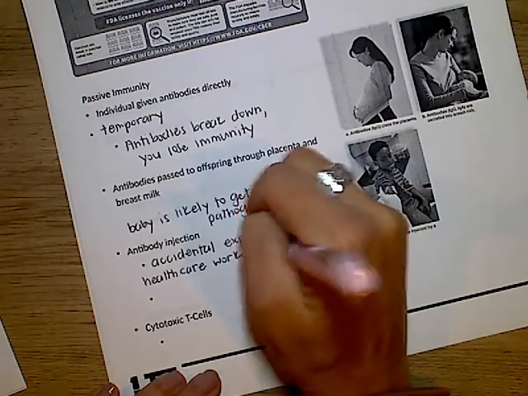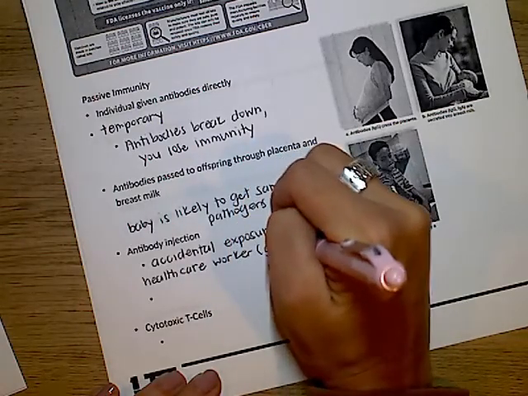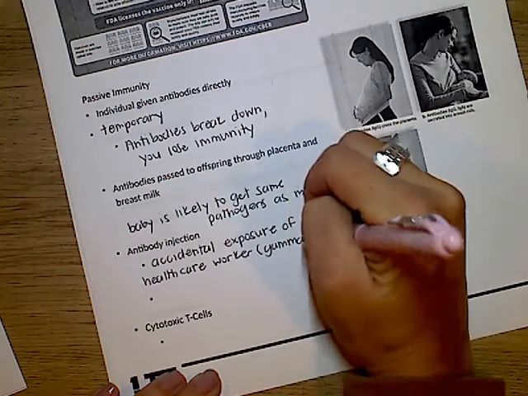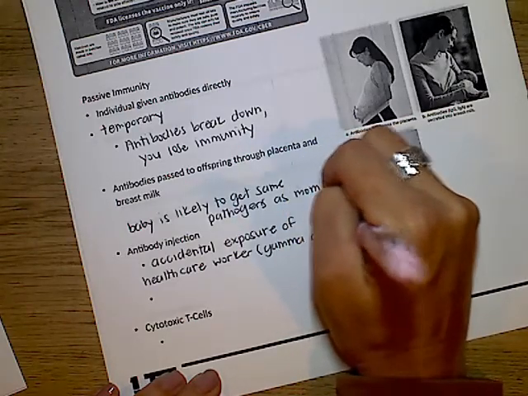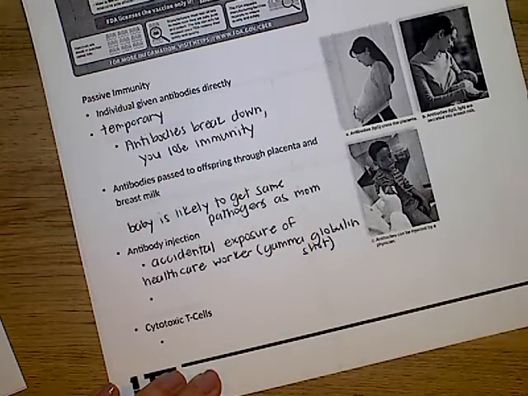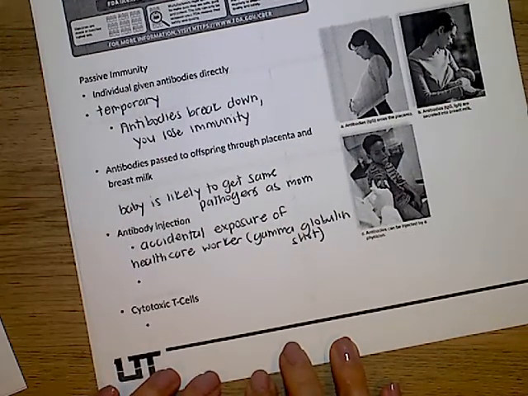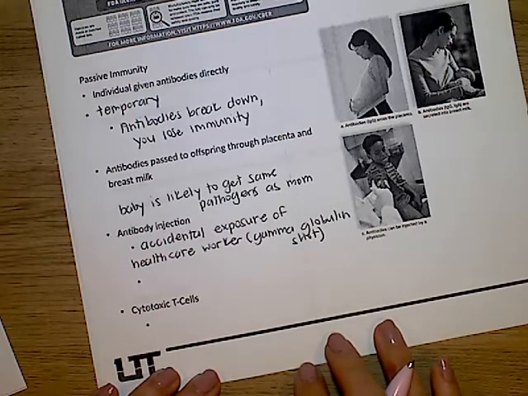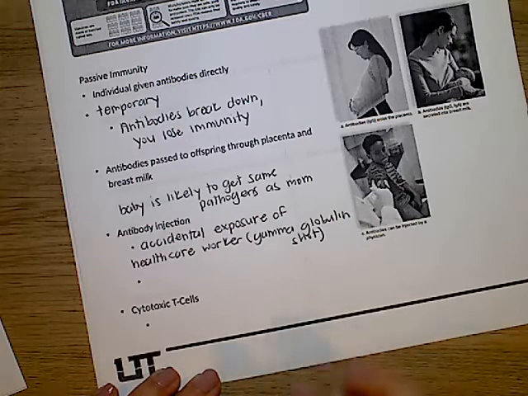And an example of this is a gamma globulin shot. And I don't know a lot about that. That's probably something I should look up. Or they can inject antibodies from someone who already had the virus or even from an animal.